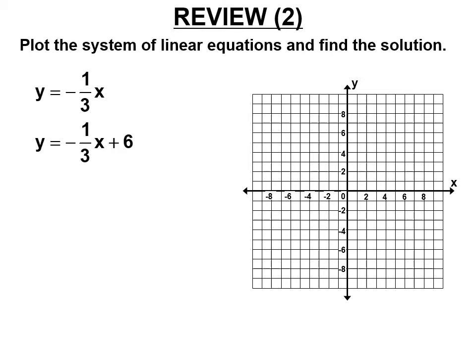All right, so plot this system. The top one, the y-intercept is (0, 0). The slope is -1/3, down 1 over 3, down 1 over 3. The bottom one is the same exact slope. Oh, same exact slope, but the y-intercept is (0, 6), down 1 over 3, down 1 over 3.